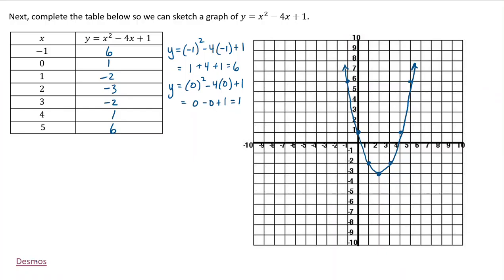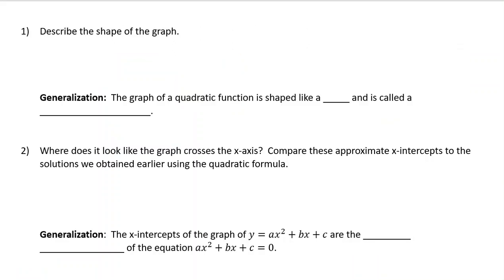Okay, so keeping this graph in mind, let's answer a couple of questions here. First, let's describe the shape of the graph. So we kind of talked about that as we were sketching it in. That graph has a U shape. And so it turns out that the graph of any quadratic function, so not just this particular one, but anything where that highest power on x is 2, and we have a polynomial, the graph of any of those is shaped like a U, and that graph is called a parabola. So that U-shaped graph is what we mean when we say parabola.